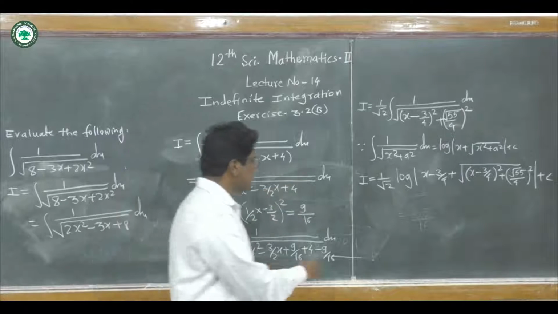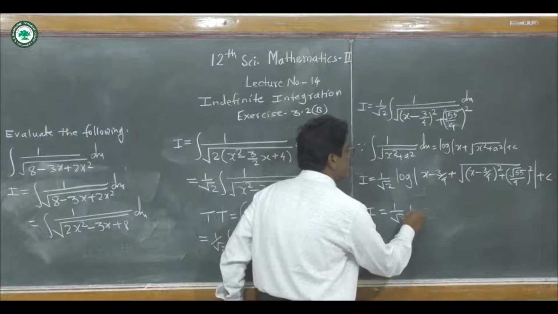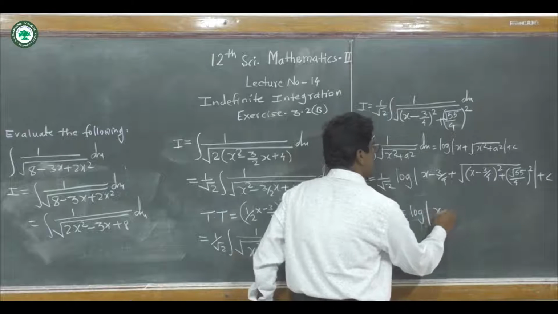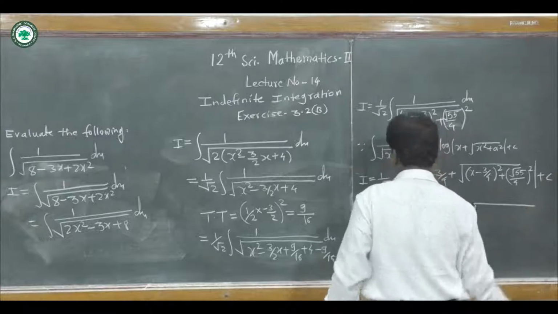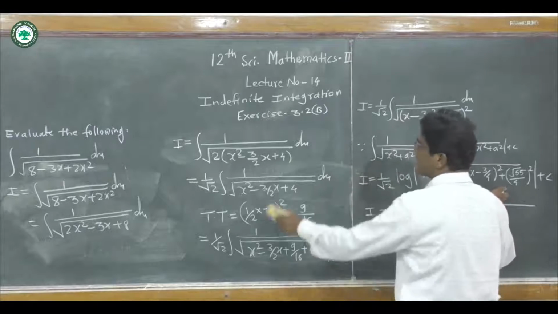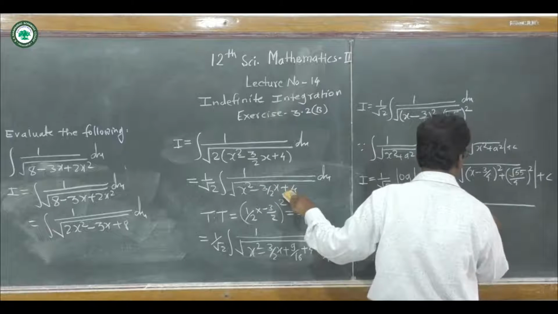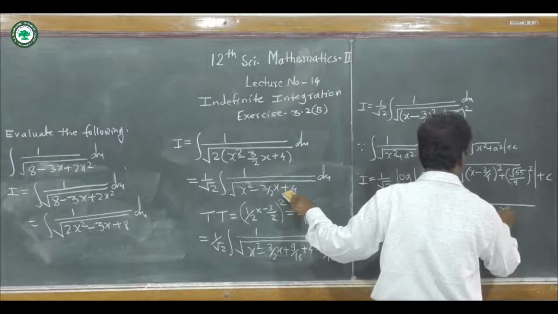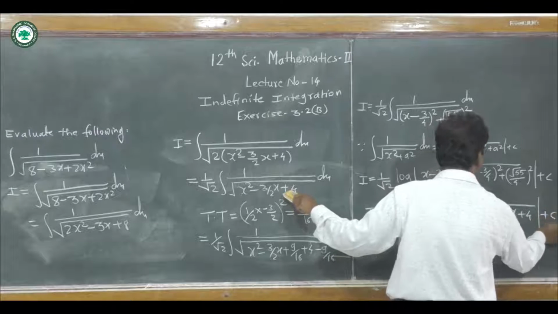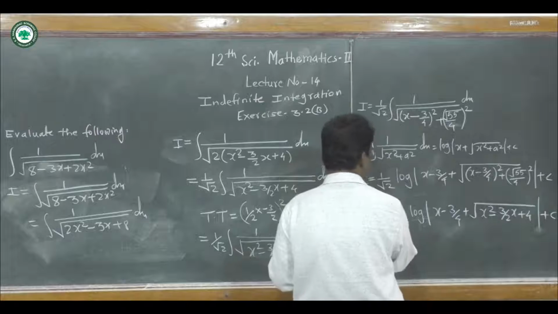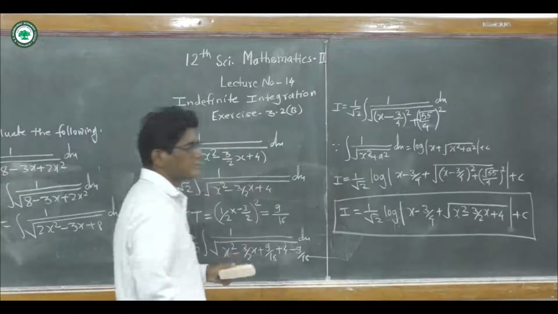So we write I is equal to 1 upon root 2 into log of x minus 3 by 4 plus root of, we solve this again, we get x square minus 3 by 2x plus 4, plus constant of integration. This is the final solution. Highlight this solution like this, so take here a screenshot.